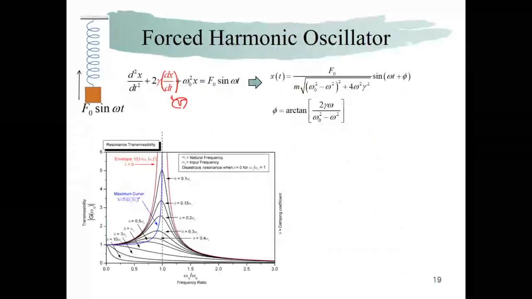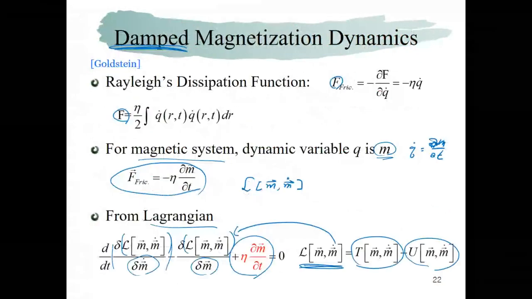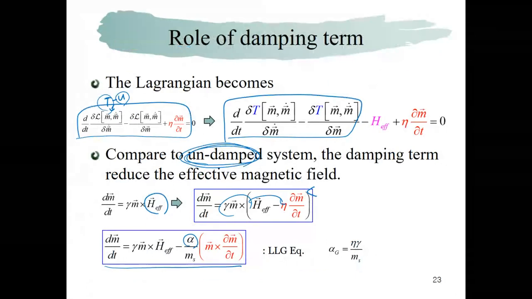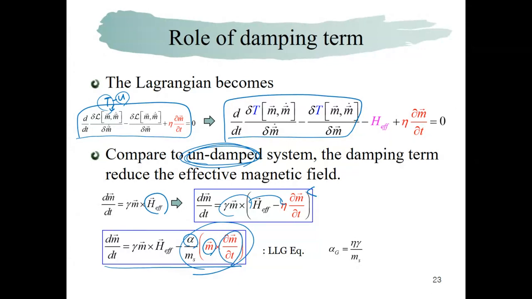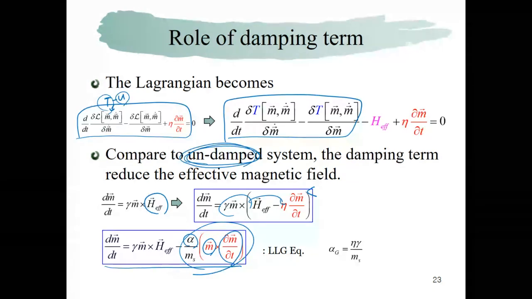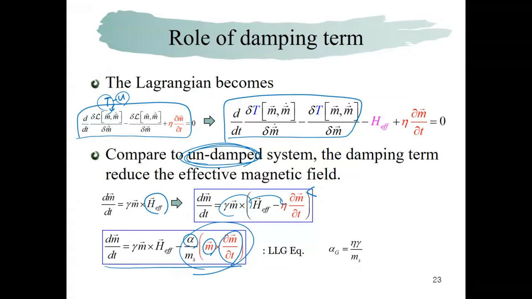Okay. So the important thing is that the damping torque direction is always perpendicular to M and dM/dt. So they are always pointing to the energy minimum direction, which means the field direction, aligned to the field direction.